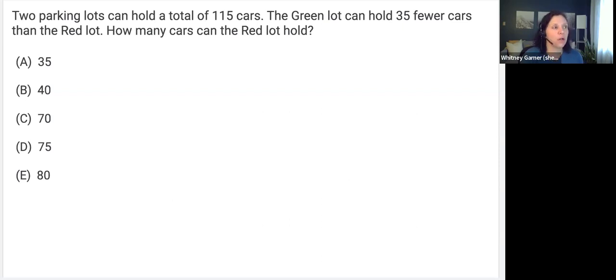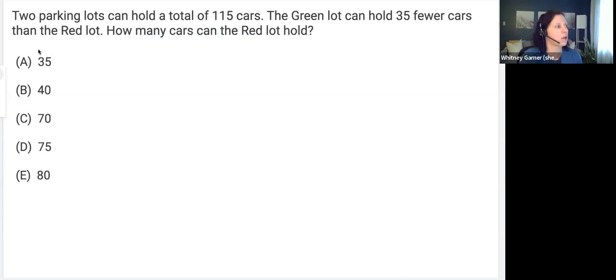Okay, so we know that there's a total of 115, and the green lot holds fewer cars than the red lot. Okay, so again, let's check our answer choices first. Clean, simple numbers. These three are a little close together, but these two are close but further apart. So maybe we could group or lump them if we estimated. And the question is asking for a really simple plug-inable value. How many cars can one of the lots hold?